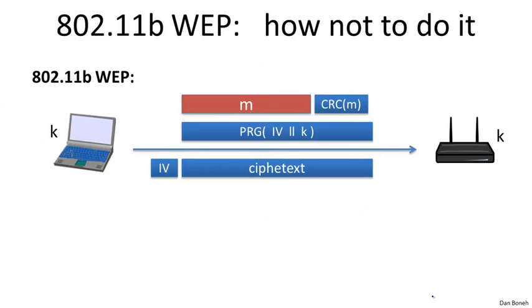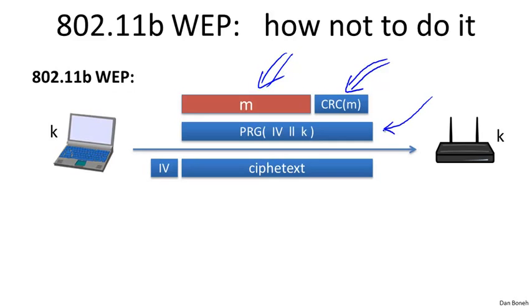Okay, so now that we've seen TLS 1.1, let's see a broken protocol. So of course I always like to pick on 802.11b WEP, which pretty much got everything wrong. So let's see how not to provide authenticated encryption. So let me remind you how 802.11b WEP works. Basically there's a message that the laptop wants to send to the access point. The first thing that happens is that the laptop computes a cyclic redundancy checksum on the message and concatenates the CRC checksum to the message.